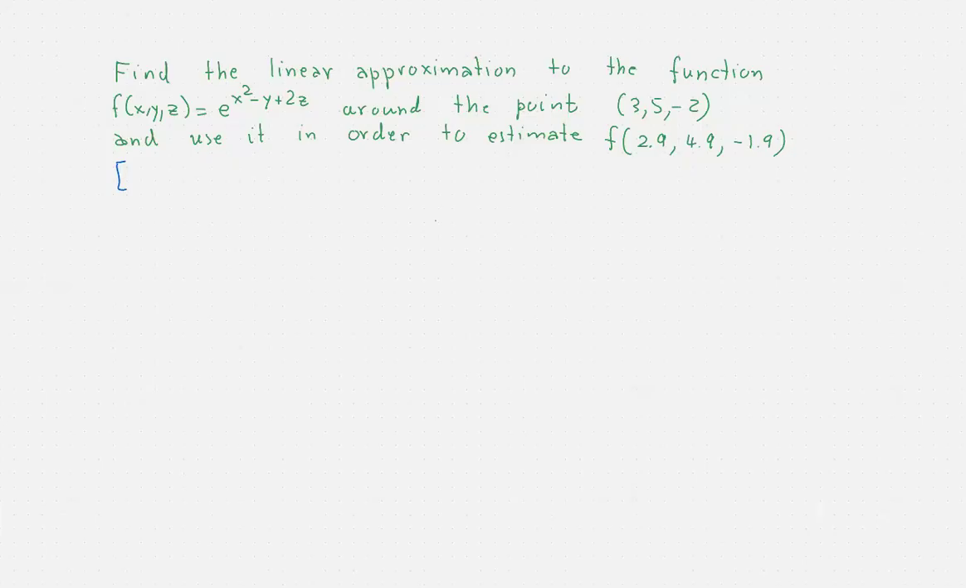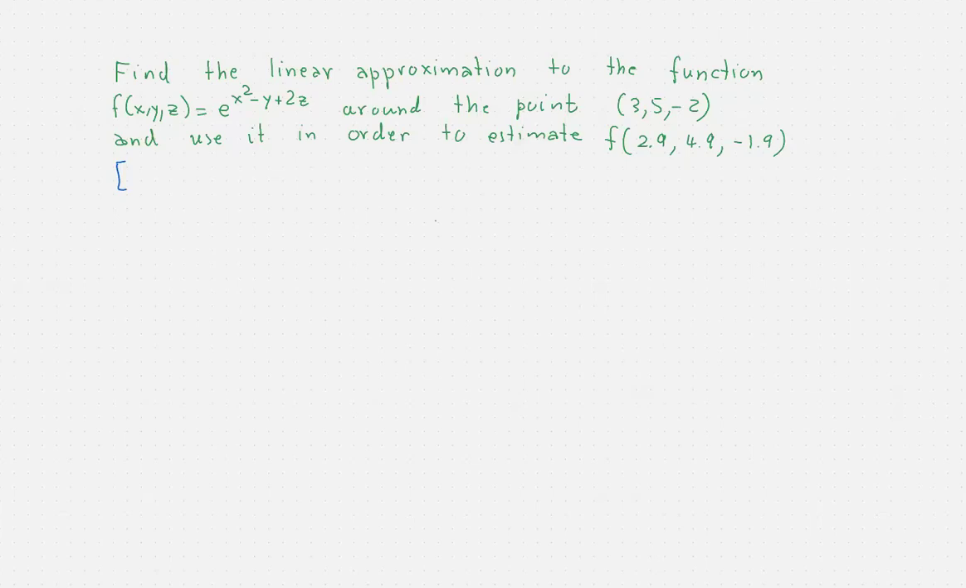So we would like to find the linear approximation to the function f of x, y, z equals e to the x squared minus y plus 2z, centered at the point (3, 5, -2). And we would like to use that in order to estimate the output of the function at a neighboring point to that center. So let's start by recalling the theoretical basis of what we're trying to do.